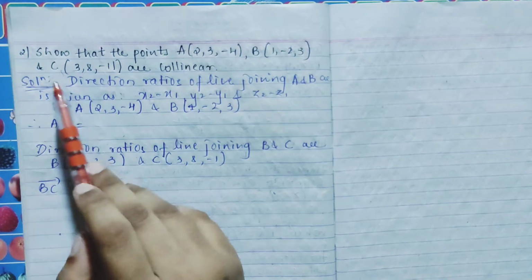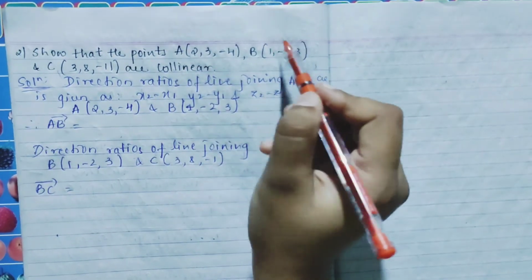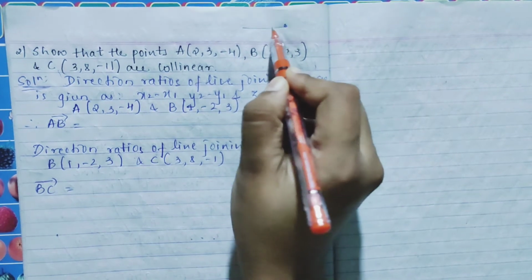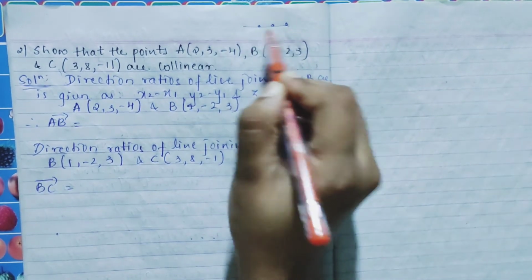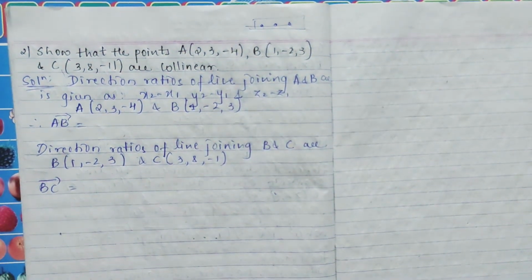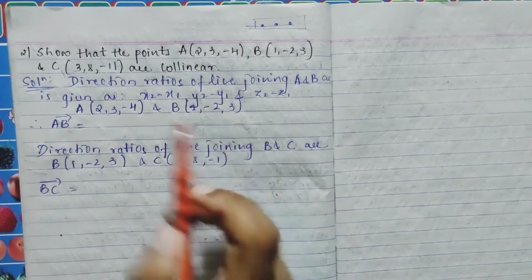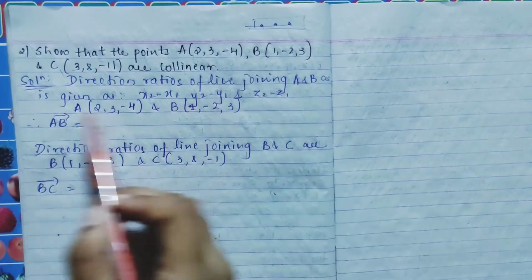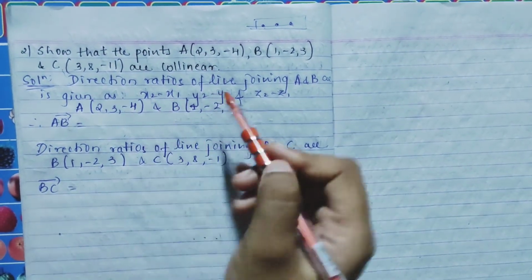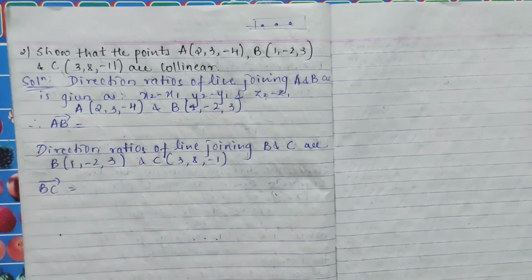Next question I have taken, show that the points A, B, C are collinear. Collinear means what? Points lying on the same line, right? Points lying on the same line are collinear. So we have to show these points are collinear with the help of your points which they have given. So direction ratios of a line joining AB is given by this. I have said you x2 minus x1, y2 minus y1, z2 minus z1. We do like this one, right? In your vector form also we used to do the same.